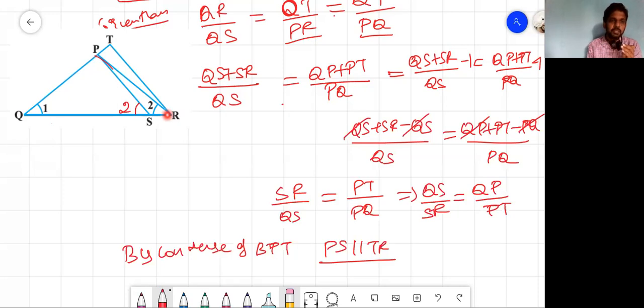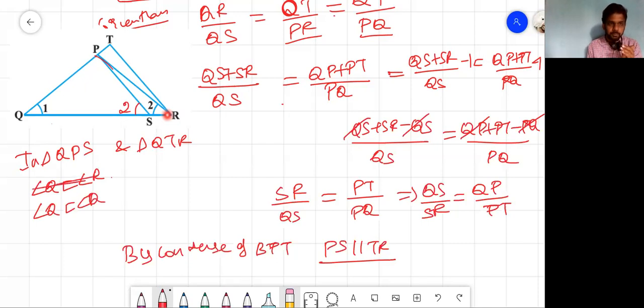So in these two triangles, in triangle QPS and triangle QTR, I have angle Q is equal to angle R. Already I have this. So now I see that angle Q is equal to angle Q in both the cases. Angle Q is common angle. And also I have angle R is equal to angle S, right? Corresponding angles.